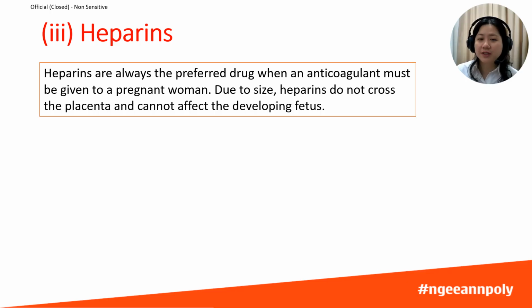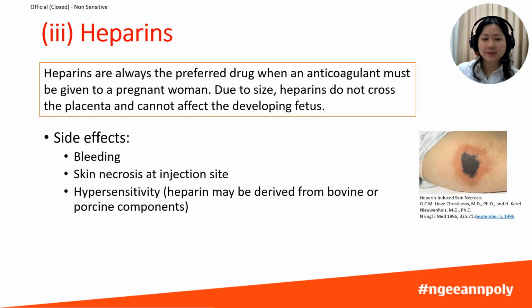Heparins are always the preferred drug when an anticoagulant must be given to a pregnant woman. Due to its large size, heparins do not cross the placenta and therefore cannot affect the developing fetus. Heparins have some side effects, and this includes, of course, bleeding, as well as skin necrosis at the injection site. This image here shows heparin-induced skin necrosis. Since heparins may be obtained from bovine, which is cow, and porcine, which is pig, components, they may trigger hypersensitivity reactions in some people.